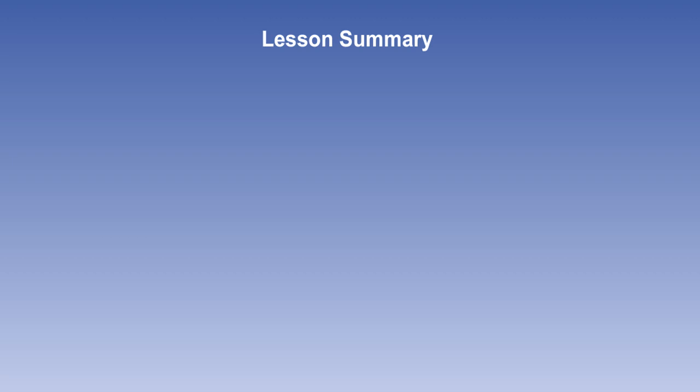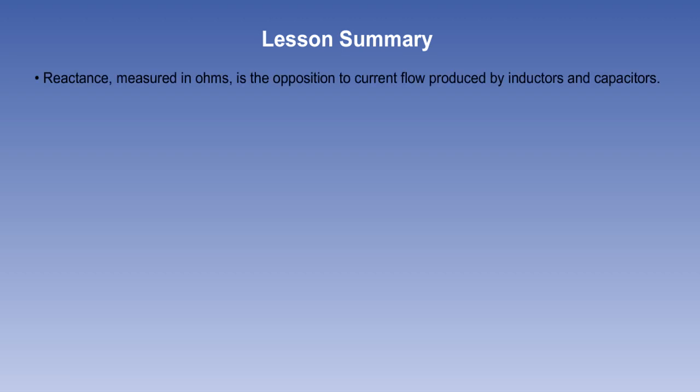That is the end of the lesson. Here are the main points that you need to take from it. Reactance, measured in ohms, is the opposition to current flow produced by inductors and capacitors.